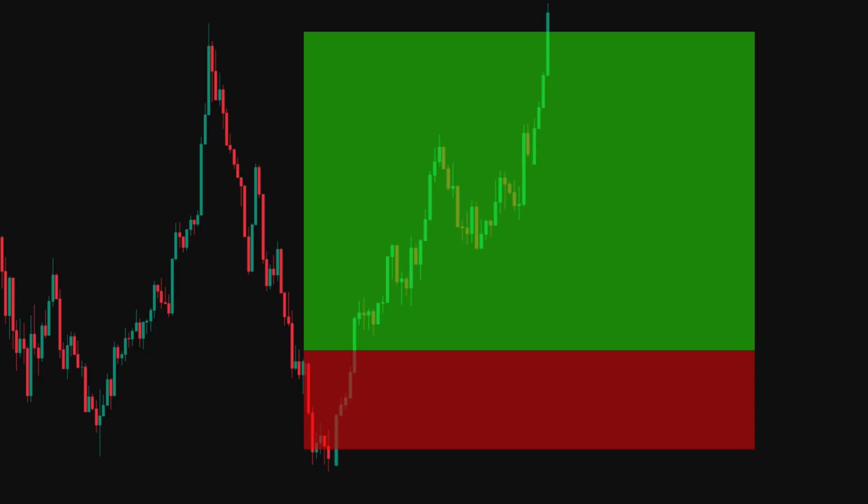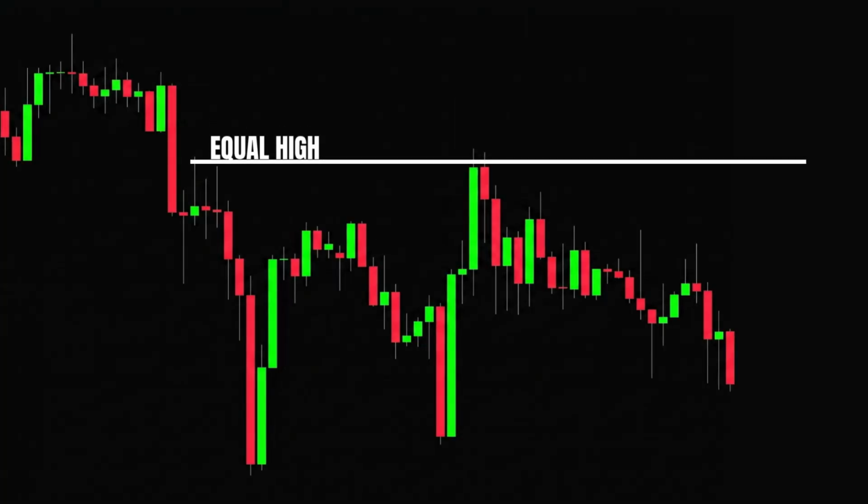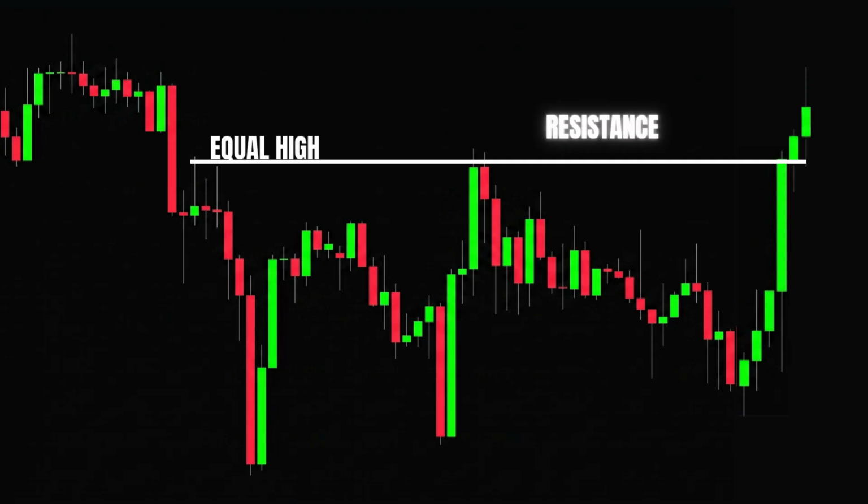Or you are watching equal highs on a chart. 2 or 3 highs at almost exactly the same level. Every retail trader sees them. Every retail trader thinks, that is resistance, I will sell there. And then price spikes above those highs, takes out all the sell stop orders above them, and reverses back down.